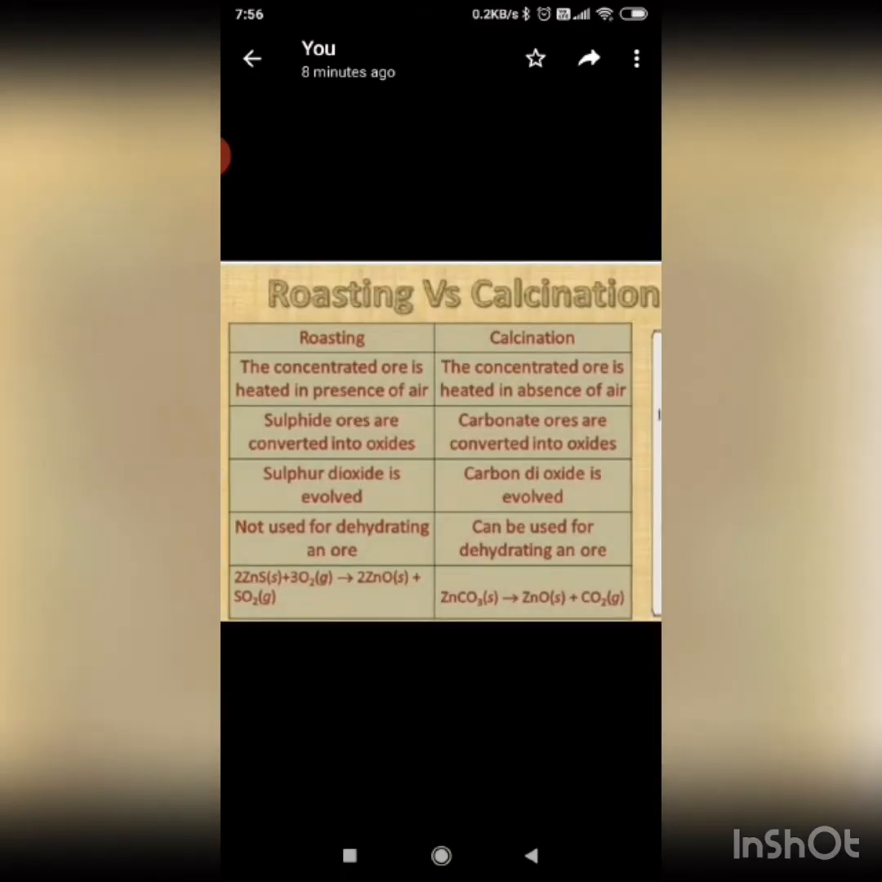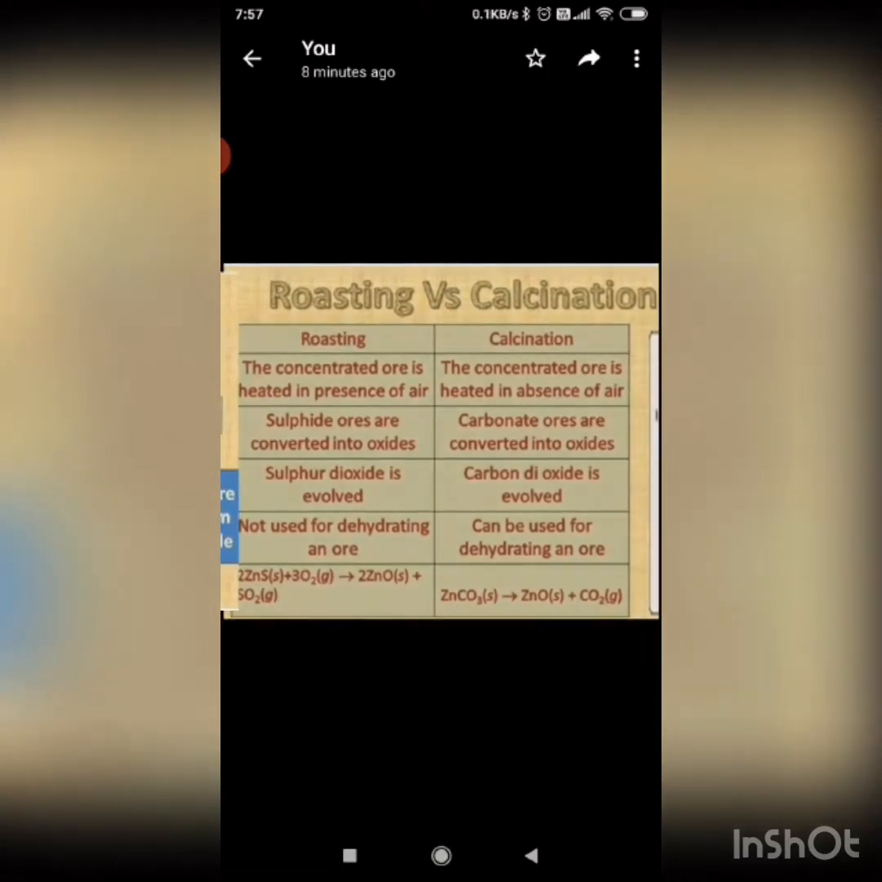So what is the difference between roasting and calcination? Very, very important. In roasting, the concentrated ore is heated in the presence of air, and in calcination, the concentrated ore is heated in the absence of air. In roasting, sulfide ores are converted into oxides. In calcination, carbonate ores are converted into oxides. Sulfur dioxide is evolved in roasting and carbon dioxide is evolved in calcination. Roasting is not used for dehydrating an ore, and calcination can be used for dehydrating an ore. Already we have discussed examples. So what is reduction? Heating of oxides of metal to turn them into metal is known as reduction.